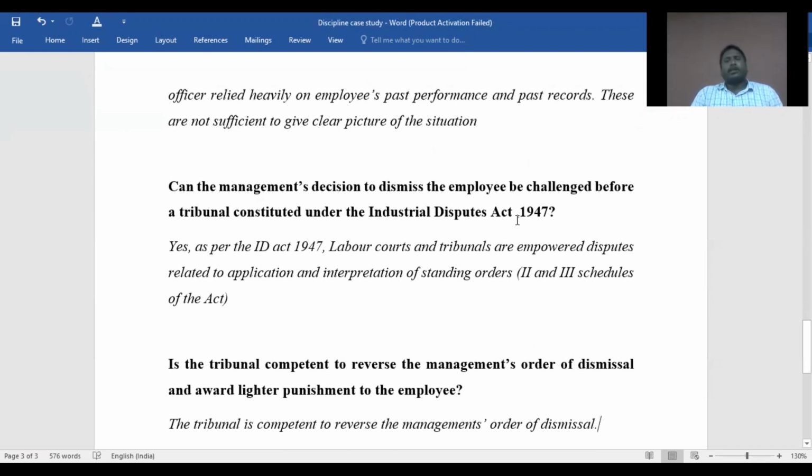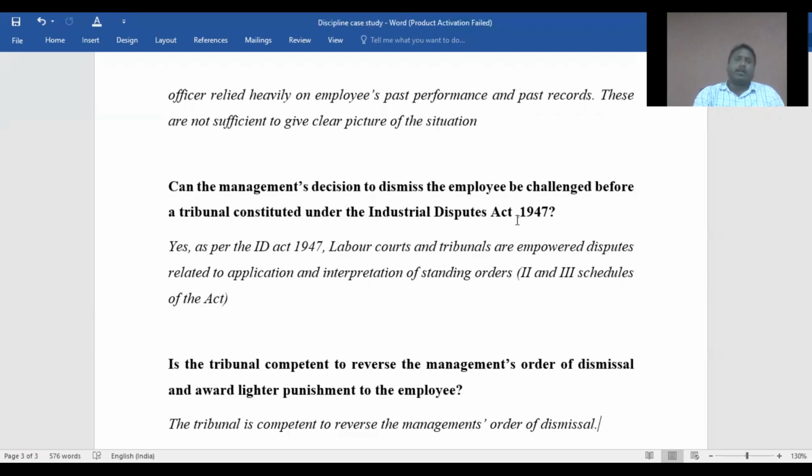And another question is, is the tribunal competent to reverse the management's order of dismissal and award a lighter punishment to the employee? Yes. As per the Act, the tribunal is competent to reverse the management's order of dismissal in the given case. The reason is the tribunal finds that the domestic inquiry process that was conducted is not satisfactory and not up to the mark. So the tribunal in this case felt that the domestic inquiry process was not done properly and was one-sided. So it rejects the management's decision of removing the employee. Instead, it suggests that the employee's promotion and increments be withheld.